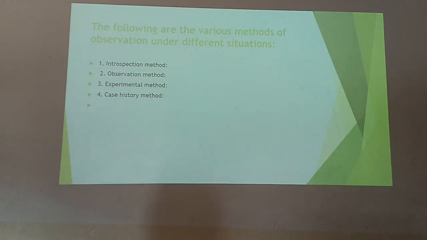Experimental method. It says it involves a researcher manipulating one or more variables under controlled conditions to determine their cause and effect relationships to other variables. Come again with that one. Involves a researcher manipulating one or more variables under controlled conditions to determine their cause and effect relationships to other variables. Okay, thank you so much.